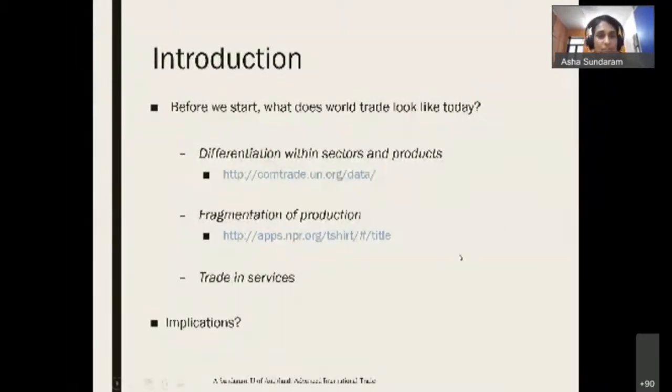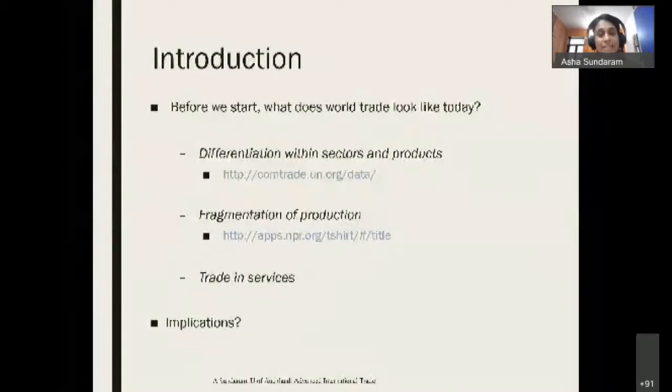How is it different? Well, the first thing is, there's an immense amount of differentiation within sectors, across products, right? So we don't really talk about, say, a shirt today. Within shirts, you're going to see a whole lot of differentiation. Shirts from China, shirts from India, shirts from Bangladesh, shirts from Italy. These are not the same type of shirt. There's immense differentiation, both vertical and horizontal, across products within sectors. So it doesn't really make sense for me to say India exports shirts, because I have to say, is it a designer shirt? Is it cotton shirts? Is it silk shirts? And so on and so forth.